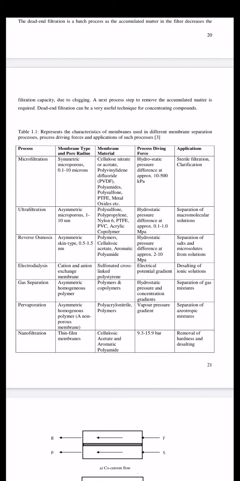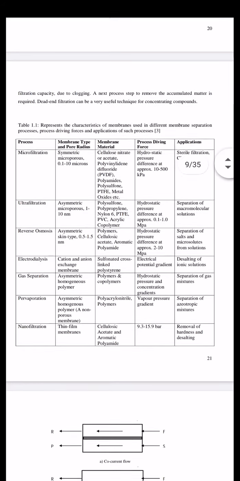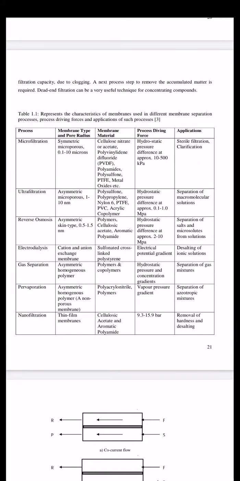microns, whereas the membrane material is cellulosic nitrate or acetate, polyvinylidene difluoride, that is PVDF, polyamide, polysulfone, PTFE, metal oxides, etc. are used as a membrane for microfiltration. One thing should be noticed here: we are going to separate microorganisms by using microfiltration.